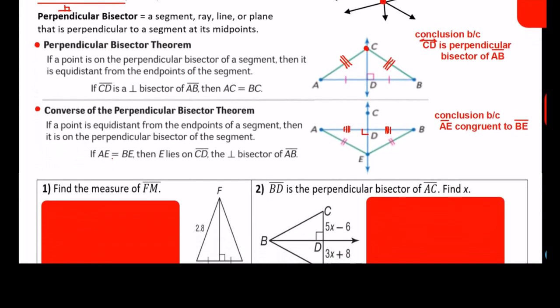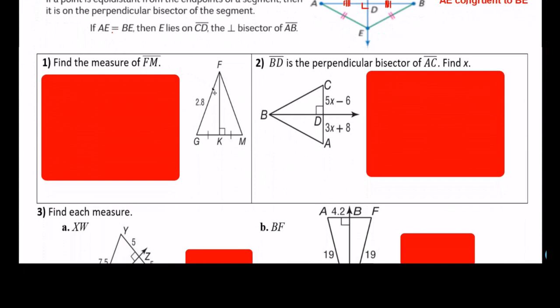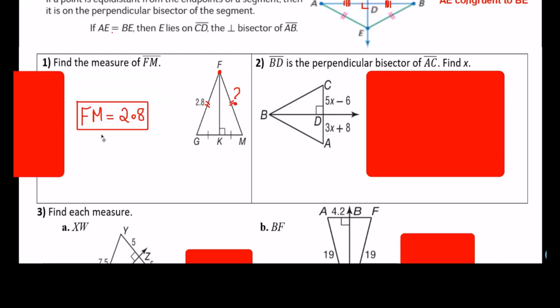So let's look at some examples here. Find the measure of FM. So basically, I'm looking for this segment right there. Using my geometric eye, I see that this is a 90-degree angle, and I see that this segment here is cutting this right in the middle. So in other words, this is the perpendicular bisector. So that means that point F is equidistant to these two points right there. So that means that these two lines are congruent. FM equals 2.8.